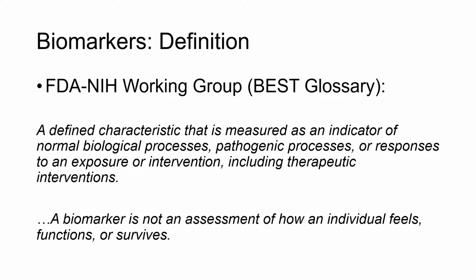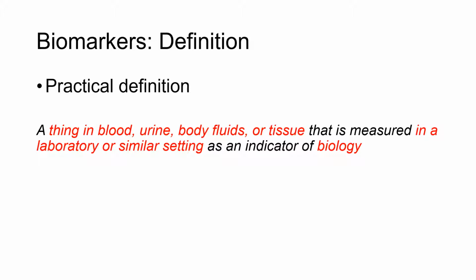And that pretty much leaves us with lab tests, like blood and urine tests, and imaging, like X-rays, CT scans, and so on. So this is what I think it really boils down to. I think this is both more specific and more succinct. A biomarker is something in blood, urine, body fluids, or tissue that is measured in a laboratory or similar setting as an indicator of biology.